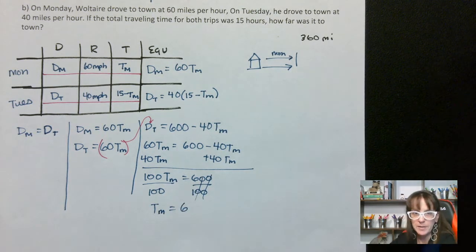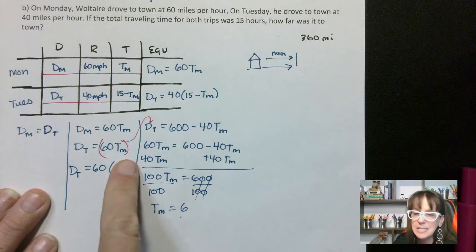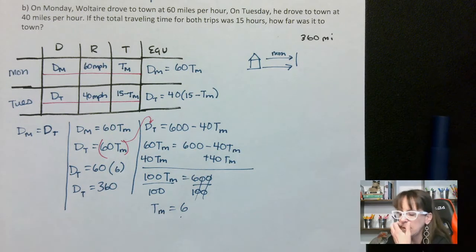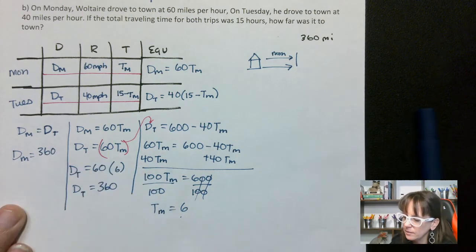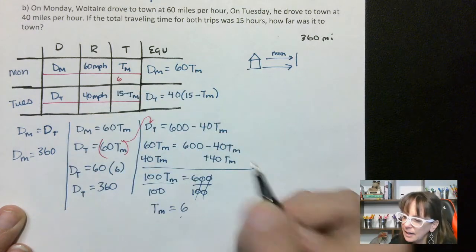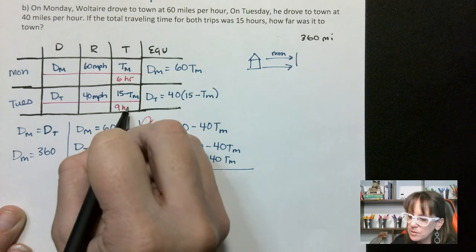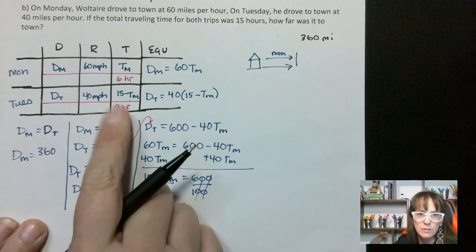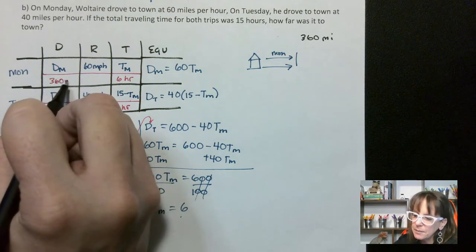Okay, so let's go back and write in our information. Now that we know tm is 6, dt equals 60 times, and instead of tm, we're going to put in 6. So we get dt equals 360. And because dt equals 360, so does dm, 360. So tm is 6 hours, and then 15 minus 6 would give us 9 hours. That makes sense because he drove 60 miles an hour and then 40 miles an hour, so it's going to take him a little bit longer. And the distance that they went was 360 miles.